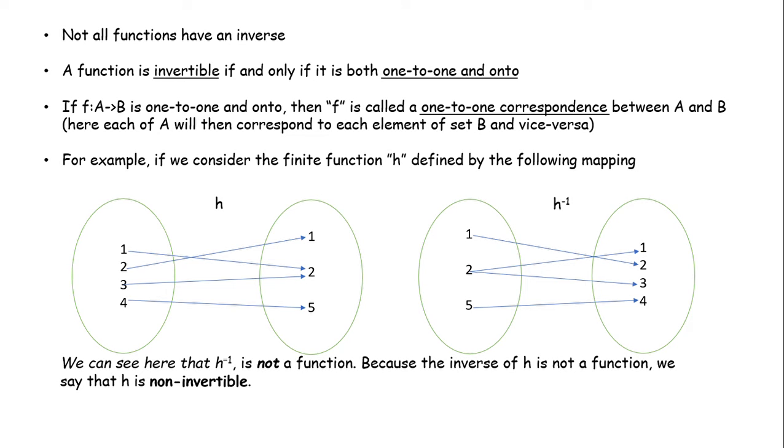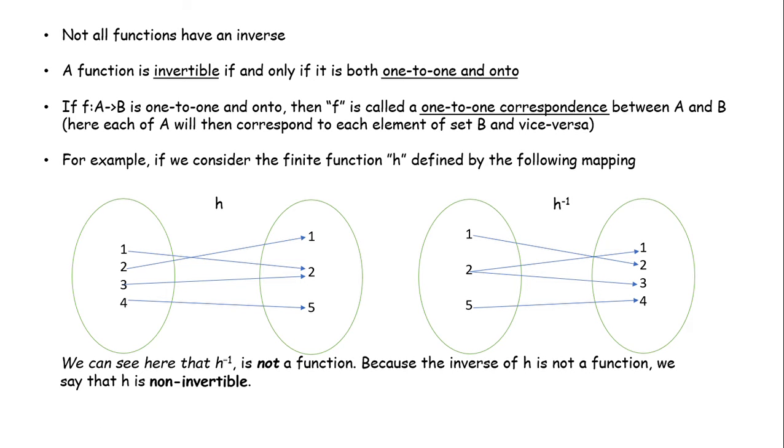This is possible only when a function f is both one-to-one and onto. That means there is a one-to-one correspondence between the sets A and B. Only then can the mapping be reversed.